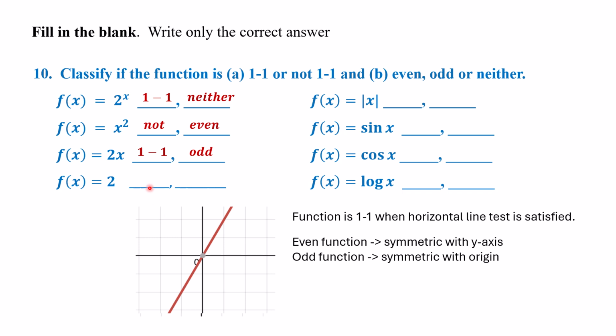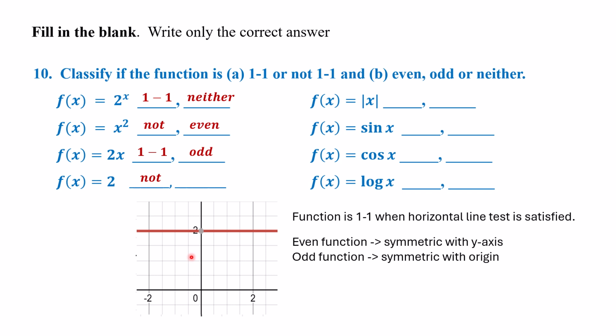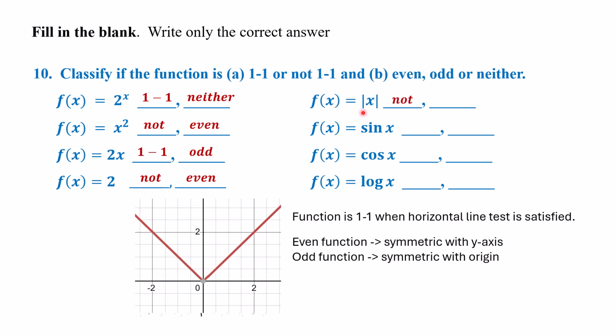And then next is f of x equal to 2. It's a constant function, and using the horizontal line test, it will intersect at infinitely many points. So this is not one to one, and this is symmetric with respect to the y-axis, so this is an even function. Next is the absolute value function, which is this graph. We can see here that the horizontal line test will not be satisfied, so this is not one to one. But this is symmetric with respect to y, so this is an even function.